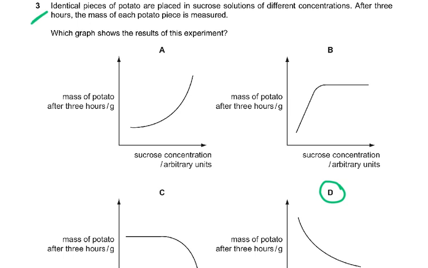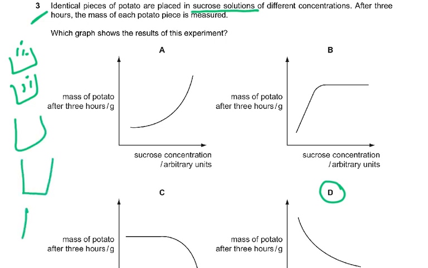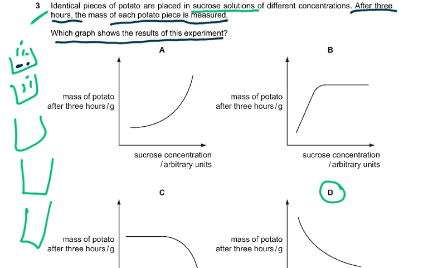This is a difficult question because identical pieces of potato are placed in sucrose solutions. So we've got, say, 5 sucrose solutions: 1%, 2%, 3%, 4%, and 5%, different concentrations. And what we do is we place pieces of potato in them. So we put pieces of potato in these sucrose solutions, and after 3 hours, the mass of each potato piece is measured. So which graph shows the results of this experiment?